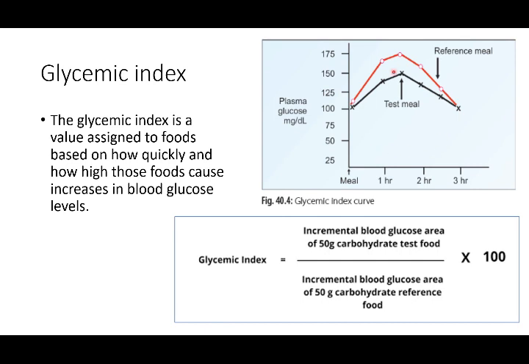This much area divided by the area below the red curve, which is the reference meal, that you can take as 50 gram of carbohydrate or glucose as a reference food, and compare it to other test materials or whatever foods you need to find the glycemic index of. So this is the mathematical way to find out with the help of a graph. So it actually means how high these foodstuffs can cause an increase in blood glucose level, or how fast, right?